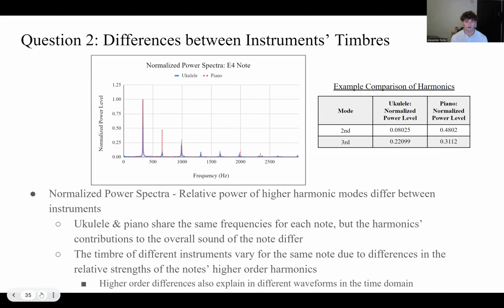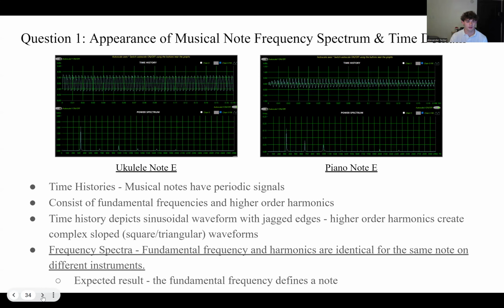Interestingly, the normalized power spectra show that the relative power of higher harmonic modes differ between instruments for the same note. This means that while the ukulele and piano share the same frequencies for each note, the harmonics' contributions to the overall sounds in the notes differ, which can be seen in the table on the right. To answer my earlier question, the timbre of different instruments vary for the same note due to differences in the relative strengths of the note's higher order harmonics. Higher order differences also explain the differences in the waveforms in the time domain, as seen on this previous slide.